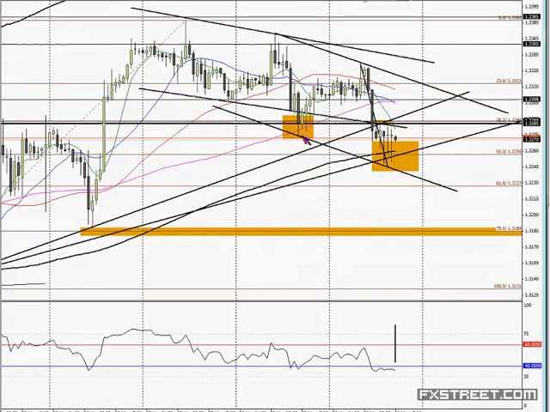Right now, I'm looking at this decline as a consolidation, as a correction against our rally before. So I'm still bullish on the euro dollar, especially at these levels.